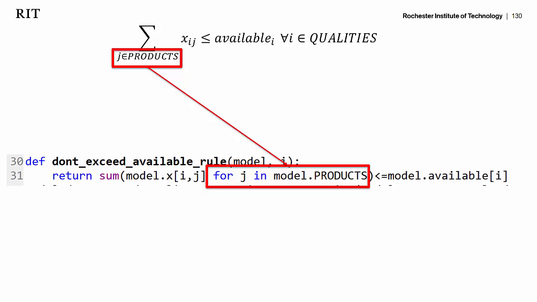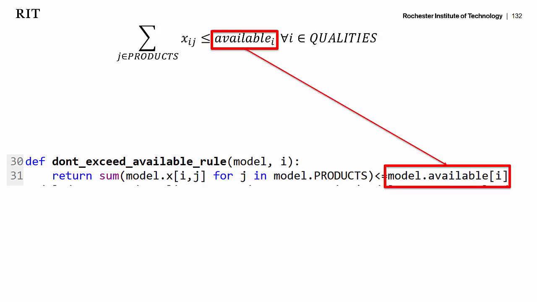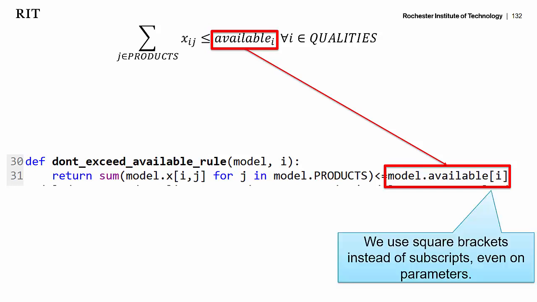And then still inside our sum function, we see the range for what we're summing over. We're summing over all j that are elements of products. So in our sum function, we see the words for j in model.products. And then outside of our sum function, we see our less than or equal to sign, followed by our parameter model.available, and then i in square brackets. So even our parameters can have subscripts, and they use square brackets to represent subscripts.